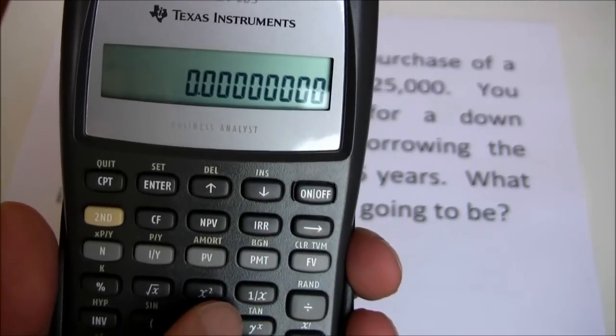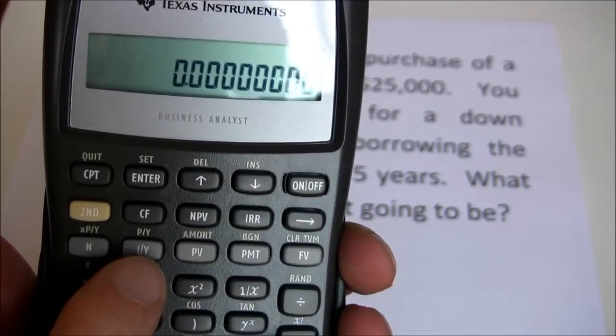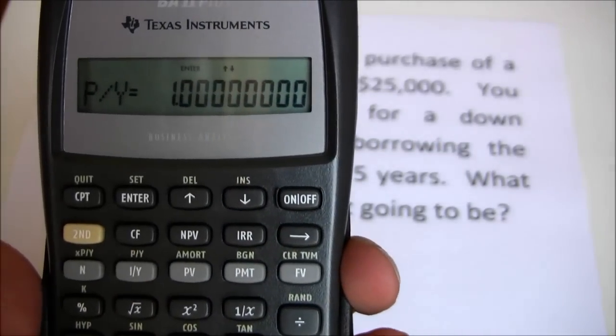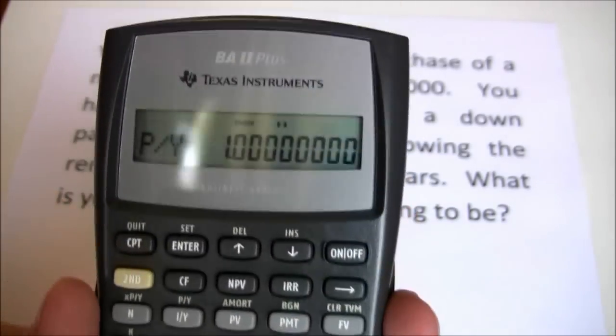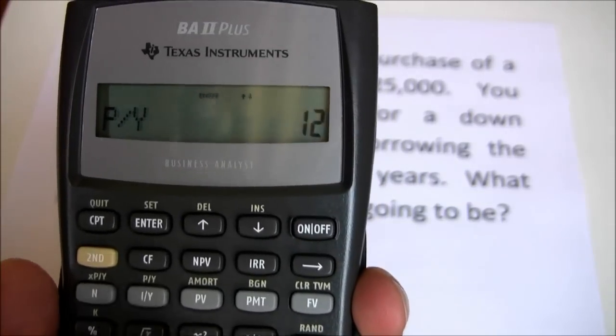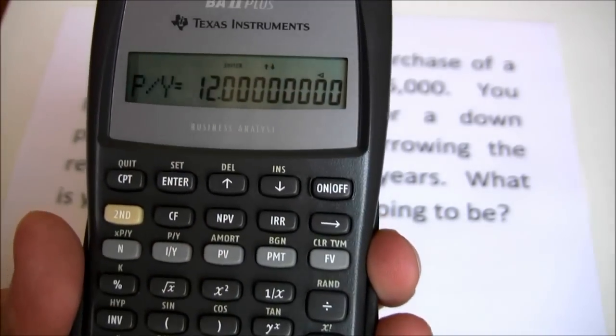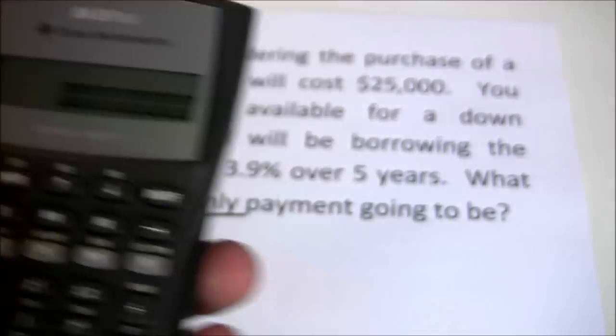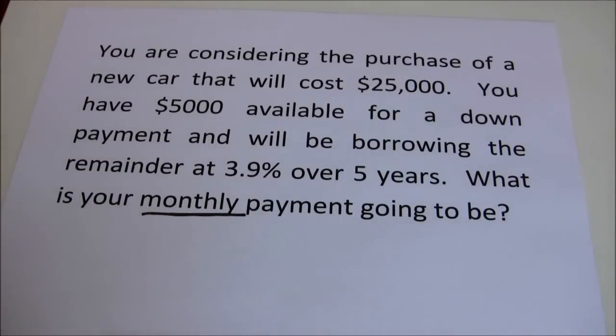Hopefully you remember how to do that, but just real quick, we want to go to the P/Y, that's a second function, so second P/Y. That'll ask you what your periods are. Set that to 12. Enter. And go ahead, clear cancel a couple times, clear that out. And now we're ready to put that into our calculator.